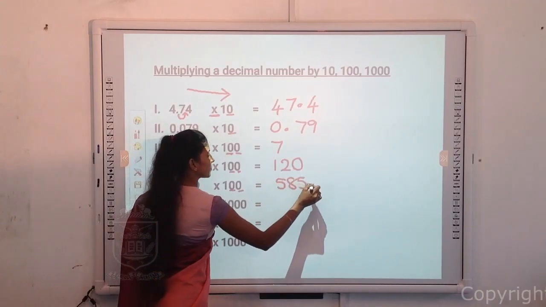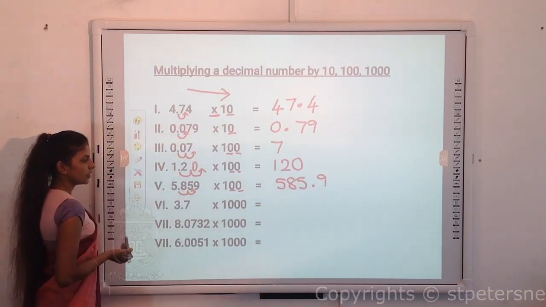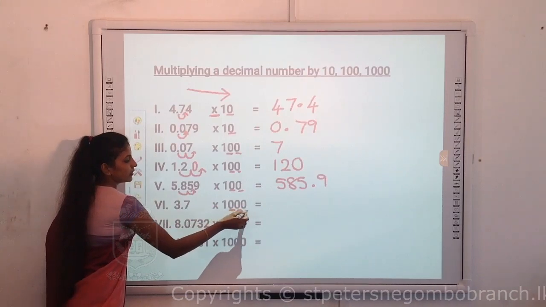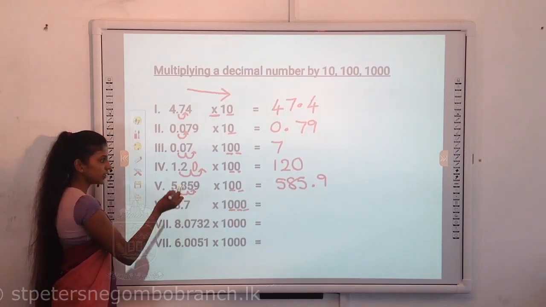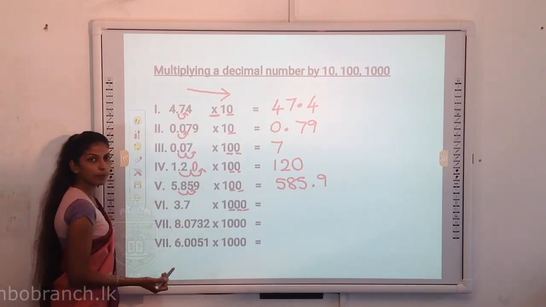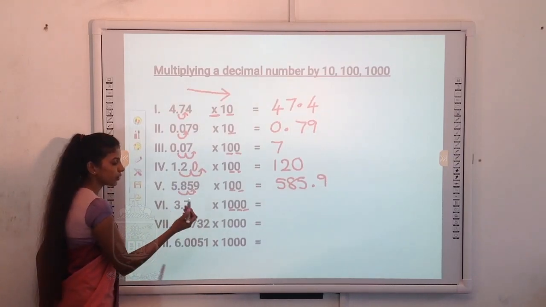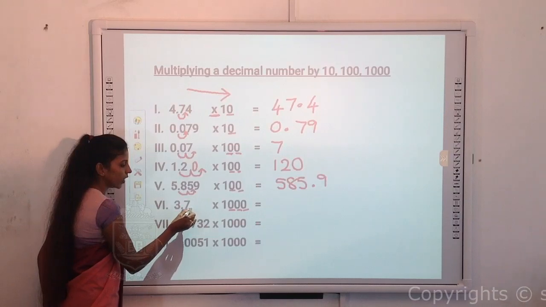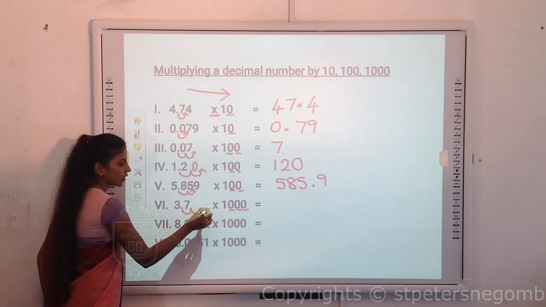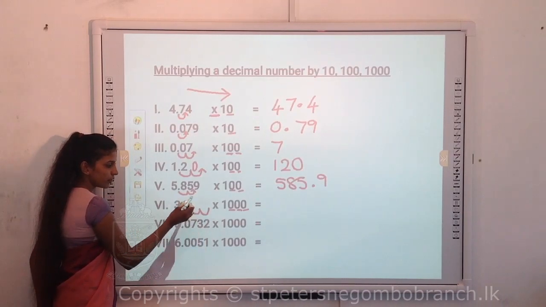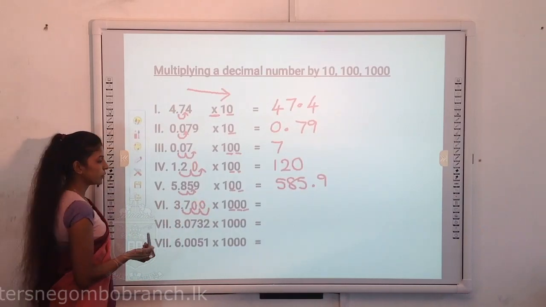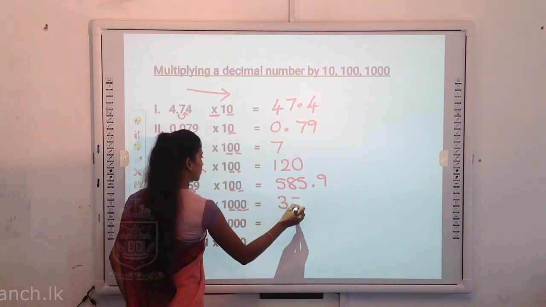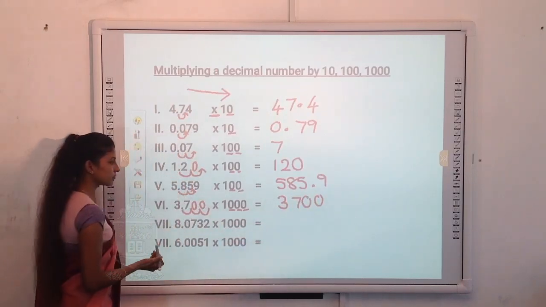585.9. Next example, there you have 3 zeros. That means 3 moves should be taken. Again, like the previous example, you don't have any numbers, but what you have to do? You have to add zeros while you are moving. 1, 2, 3. You have to take 3 moves. For the rest of the places, you have to add zeros. So here the final answer will be 3700.